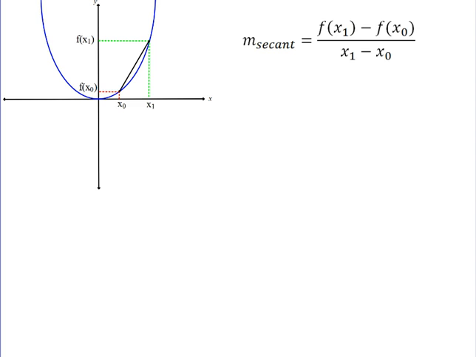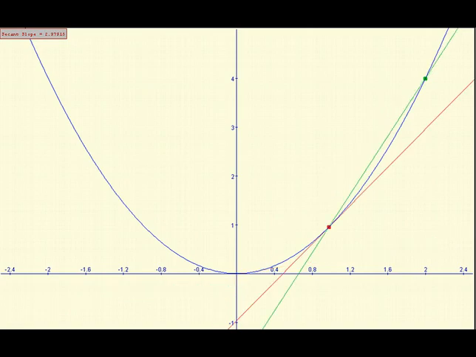Now, the goal is to use this slope calculation that we already know how to do to find the slope of a tangent line. In order to do that, we need to look at a little simulation. This is another simple parabola, not necessarily the same one, but the key is we have a green point on the right and a red point on the left. If we connect those 2 points with this green line, that is a secant line because it's intersecting the curve at 2 points, whereas this red line is a tangent line because it's only intersecting the curve at 1 point.